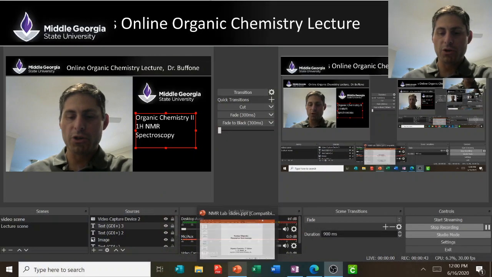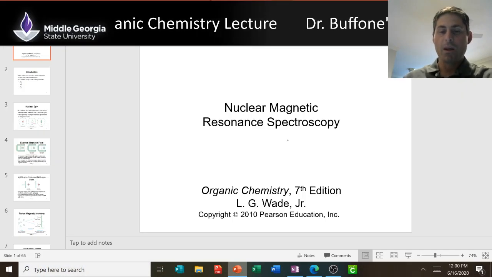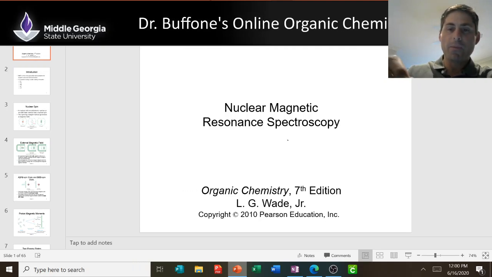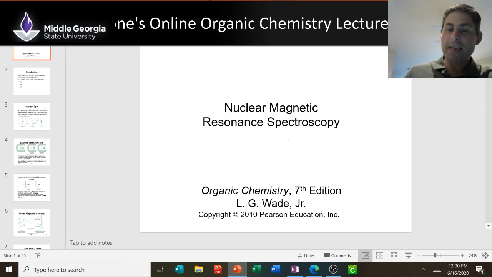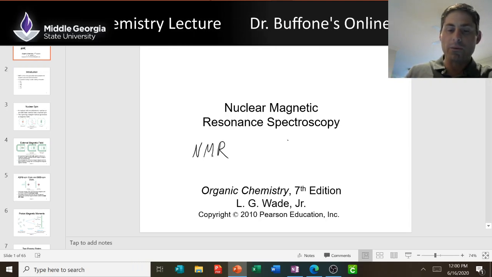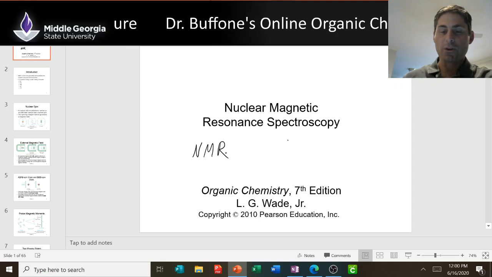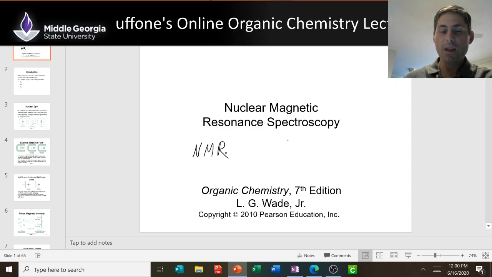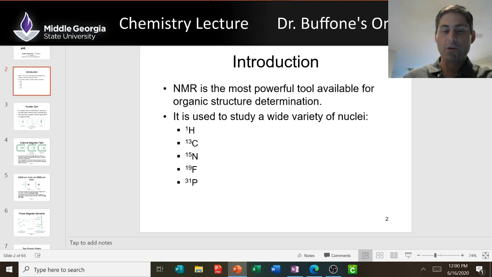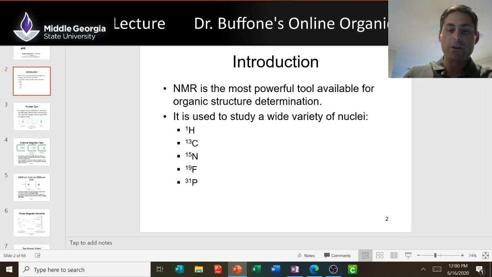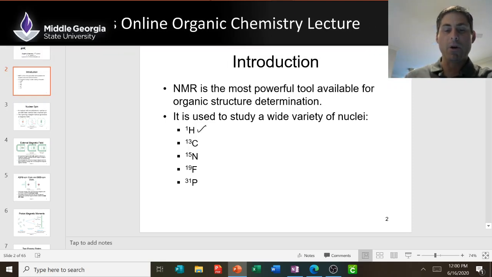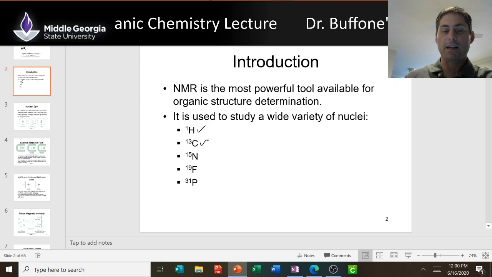So we're going to transition over to the PowerPoint slide, and we are looking at nuclear magnetic resonance spectroscopy, and we call this NMR. NMR for nuclear magnetic resonance. And there are some nuclei that we look at. For organic molecules, we're going to focus on proton NMR and C13 NMR.